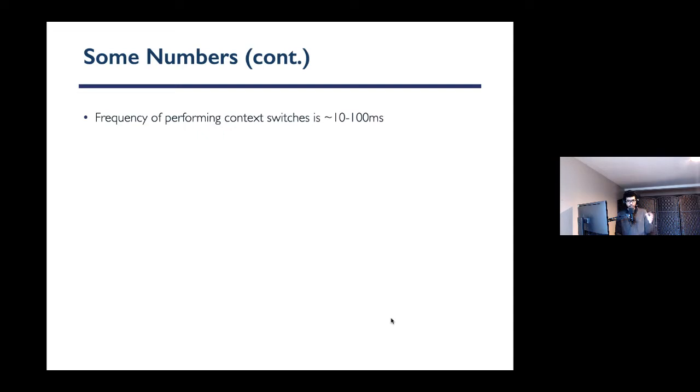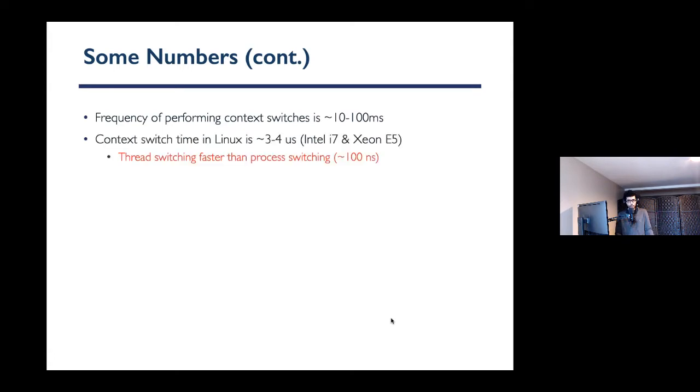We usually context switch in our general purpose systems every 10 to 100 milliseconds. These are numbers that you have to pay attention to when you're designing your operating systems. The time it takes for each context switch is about 3 to 4 microseconds. If you're context switching between threads within a process, that's much faster, as I described previously. That would be around 100 nanoseconds.